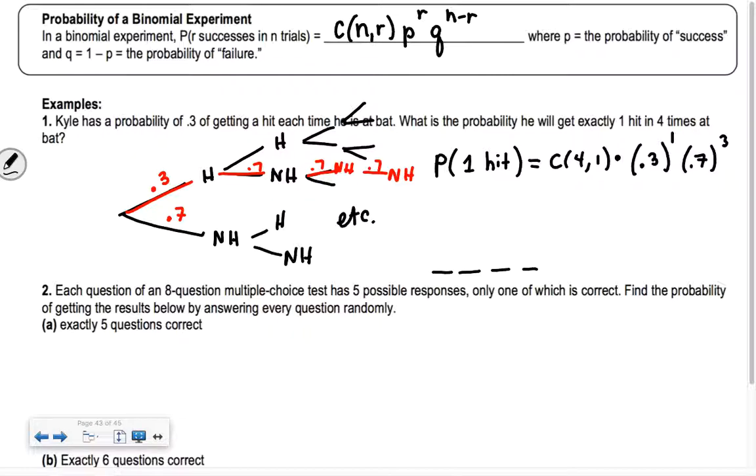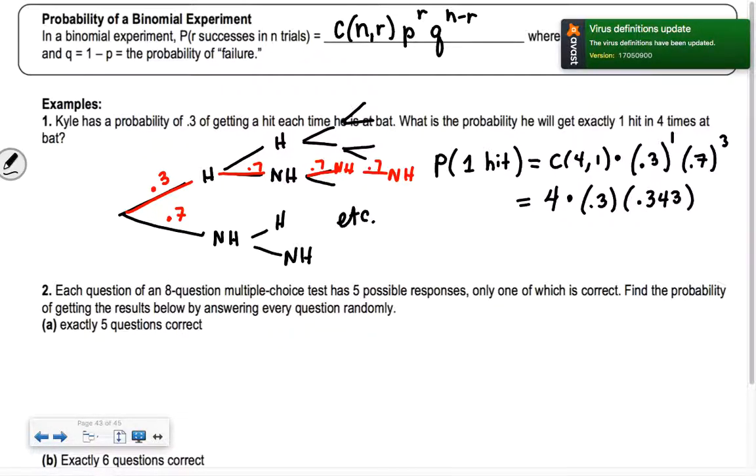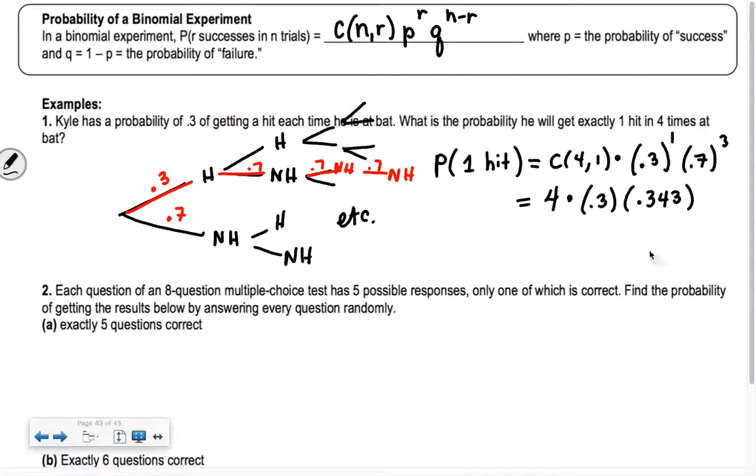And then we put it all together. So we now find this number. So you can do the combination of 4, choose 1. Do we know what 4, choose 1 is? It's 4. Because you're saying how many ways can I pick 1 hit in 4 slots. And I have my 0.3, and then I have my 0.7 to the 3. So Gloria, 0.343, thank you. And then we're going to multiply these all together. So take your 4 times 0.3 times 0.343, and we get our final answer of what? 0.4116. That's our probability.